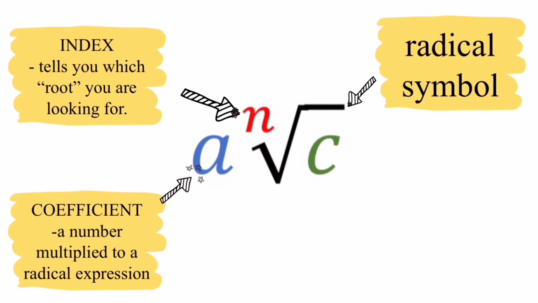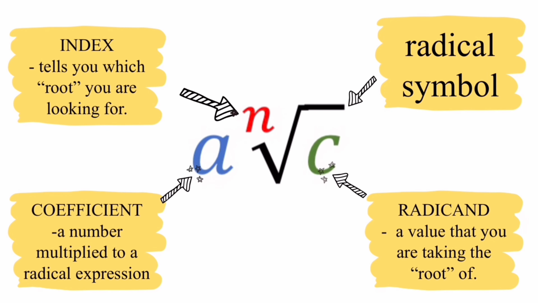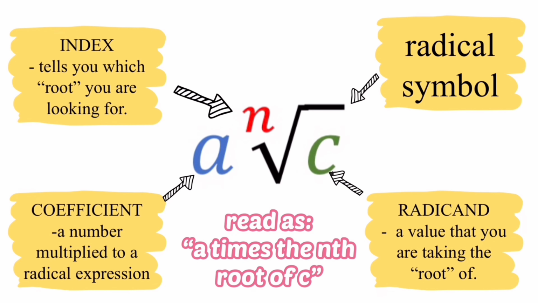And the letter N here is called the index. This tells you which root you're looking for. Please remember that if the value of the index is not written in there, it means that the invisible number is 2. We also have a letter C, and this letter C is named the radicand. A radicand is the value that you are taking the root of. So this expression that we have here is read as A times the nth root of C.